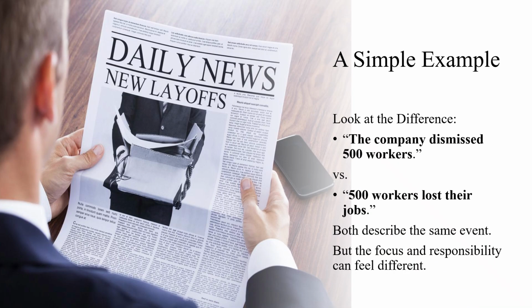Let's consider a simple example. Look at the two following sentences. The company dismissed 500 workers and 500 workers lost their jobs. They describe essentially the same event, but they draw our attention to different aspects of it. The first sentence explicitly identifies the company as the actor, while the second focuses on the workers. Discourse analysis helps us to see how such grammatical choices can influence interpretation.